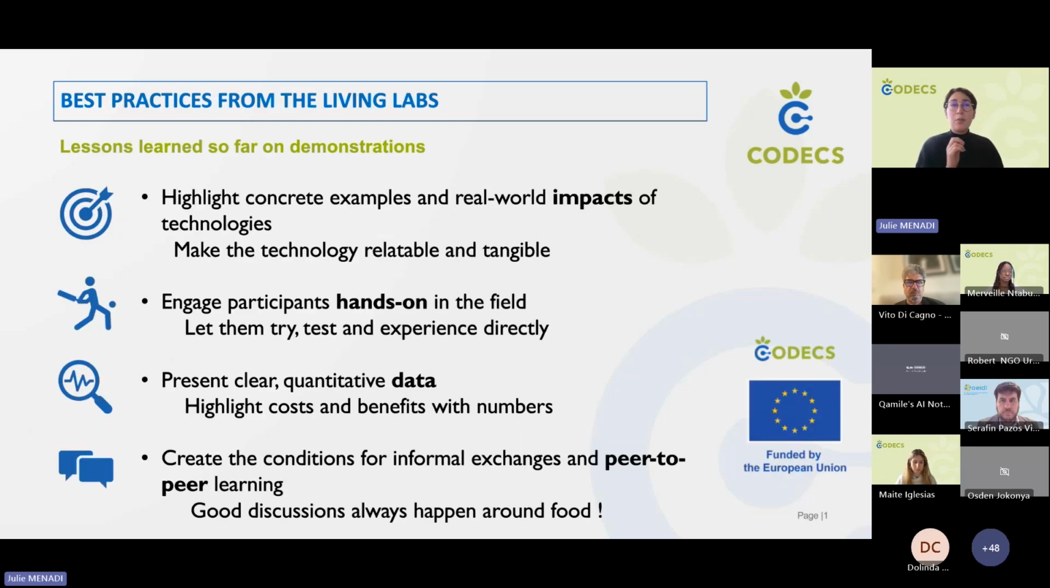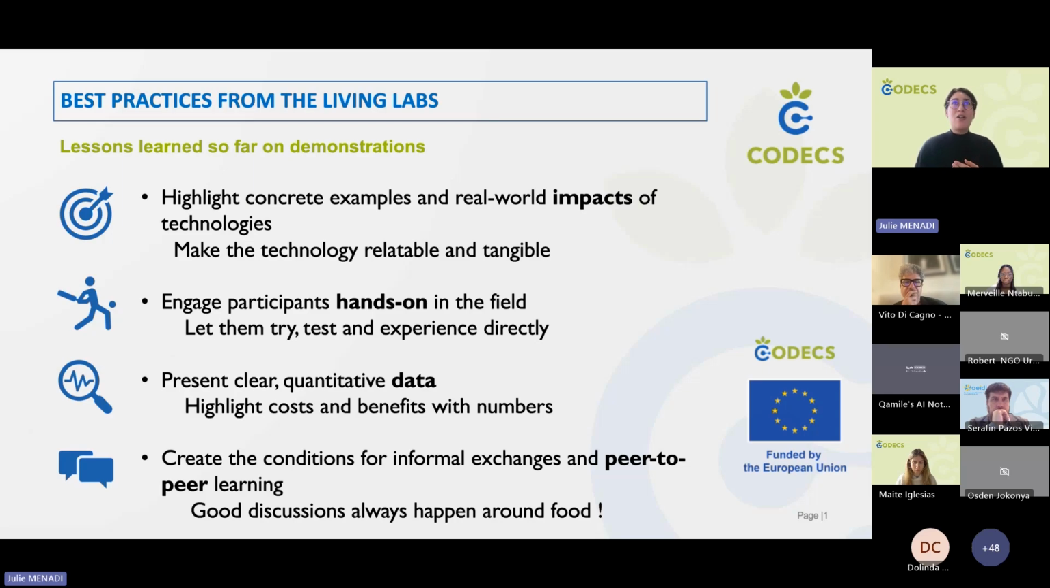So finally, I'm going to share with you the lessons learned we have had so far on the demonstration. The Living Labs have had over 20 demonstrations so far, and we gathered together to share our best practices and the difficulties we might have to improve in other demonstrations, but also to see how we can define our best practices. So this is not the final version. You're having a spoiler of our next deliverable, so lucky you.